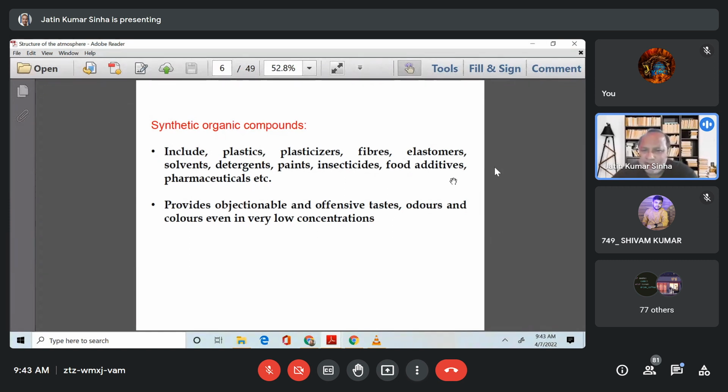Then the synthetic organic compounds. All these industrial activities are to fulfill our daily demands, for example plastics, plasticizers, fibers, elastomers, solvents, detergents, and paints. These are materials that we use almost on a daily basis. This comes under synthetic organic compounds. Again, if they end up in some water body system, they give it a very offensive taste and odor, and also color. Even a very small concentration of these chemicals is very harmful for human health.